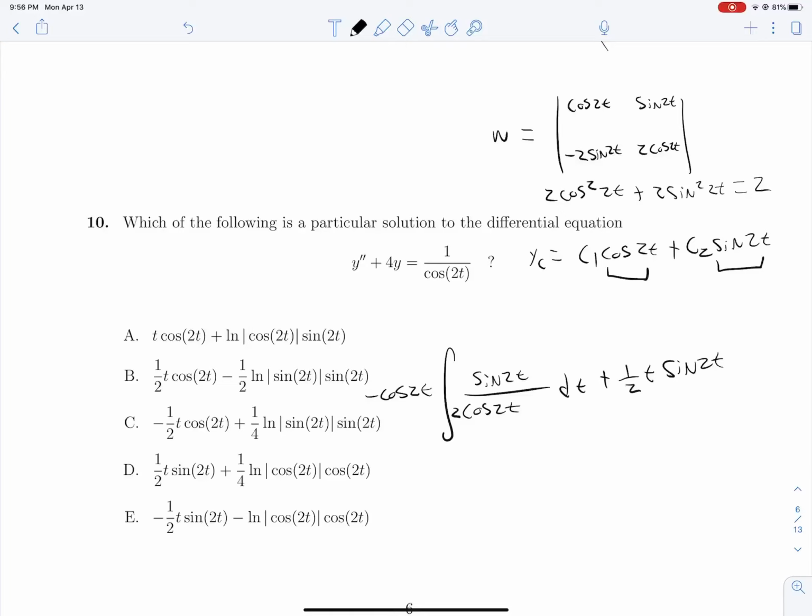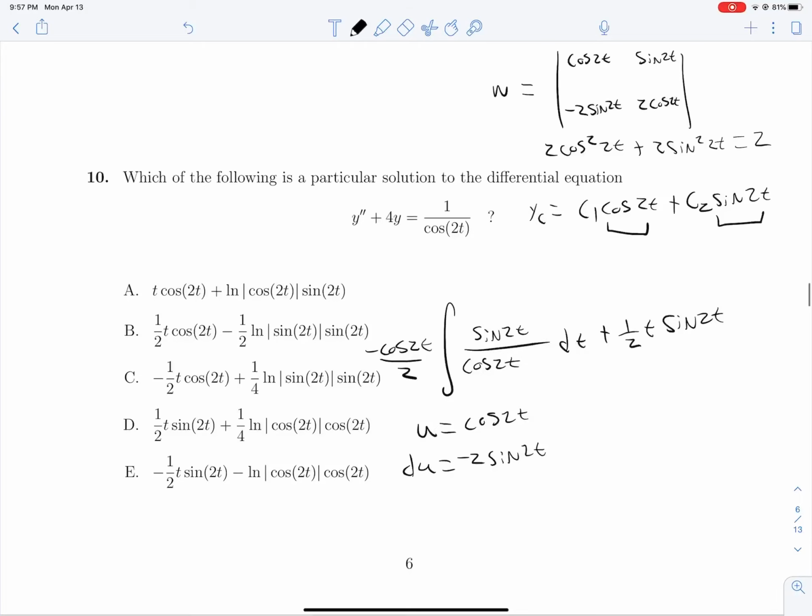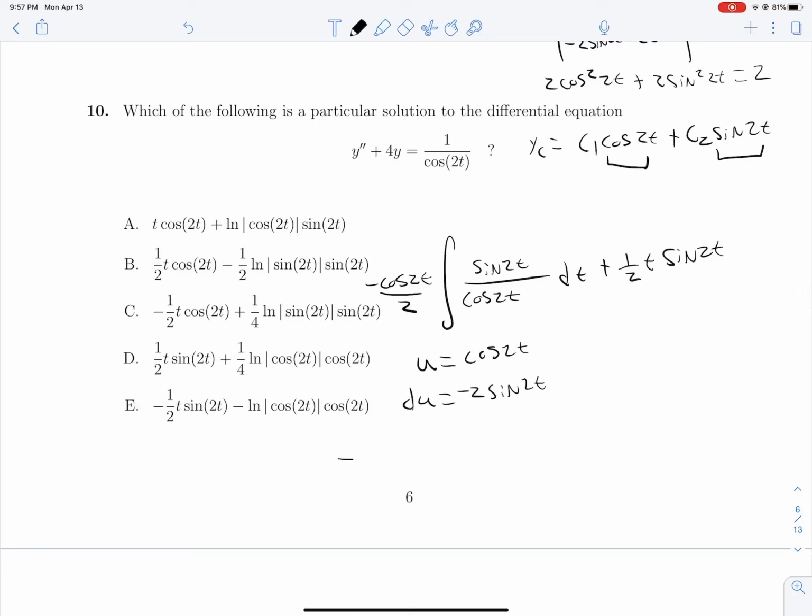And we're already kind of halfway done, although this last bit is a little weirder. The integral, we'll factor this 2 out. The integral of sine 2t over cosine 2t. We can do a u substitution. u is equal to cosine 2t, du is equal to negative 2 sine 2t. And that will let us rewrite this as negative cosine 2t over 2 times the integral of 1 over u. And then our sine 2t will get canceled out from dividing out our du.